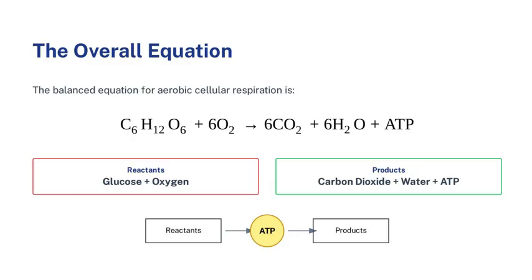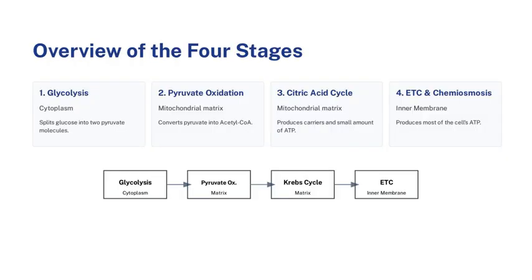But let's review the 4 stages. Okay, first off, we have glycolysis. Second, we have pyruvic oxidation. Third, we have citric acid cycle and the electron transport chain and chemiosmosis. Okay, I know that sounds like a lot, but if we break it down, it's actually very simple.